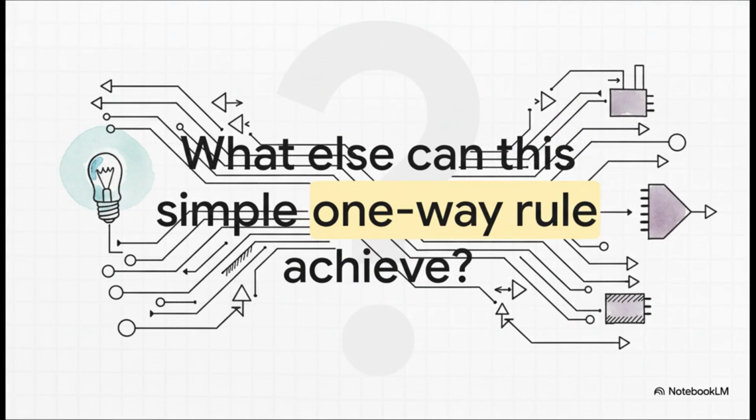Which really just leaves you with one final thought. We've seen this one-way rule protect a circuit, we know it can make light, but you can also combine diodes to create logic gates, which are the fundamental building blocks of a computer's processor. It just makes you wonder, what else can we build? All starting with a rule as simple and as powerful as this way, but not that way.